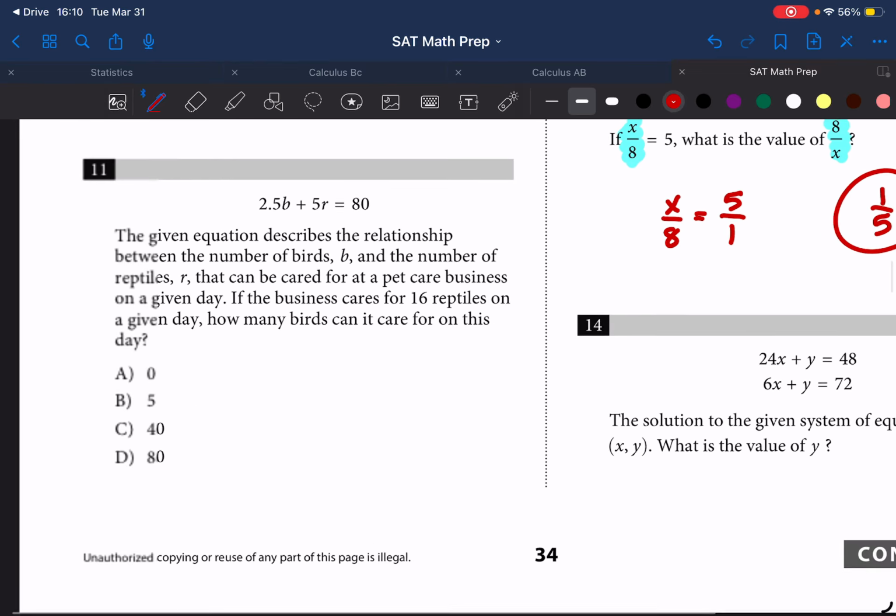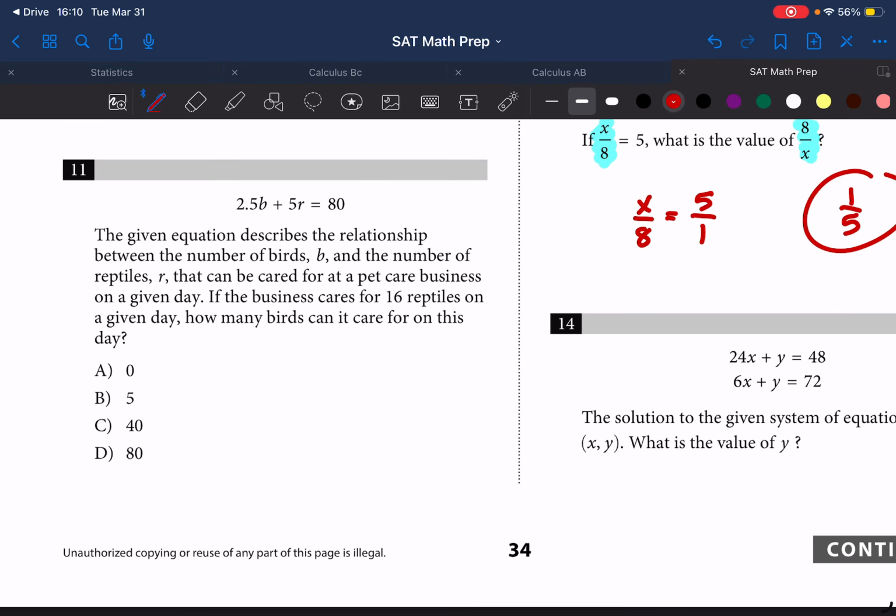Look at the next one. It says the given equation describes the relationship between the number of birds, B, and the number of reptiles, R, that can be cared for at a pet care business on a given day. If the business cares for 16 reptiles on a given day, how many birds can it care for on this day? So it just says R is reptiles, and it gives us the value 16.